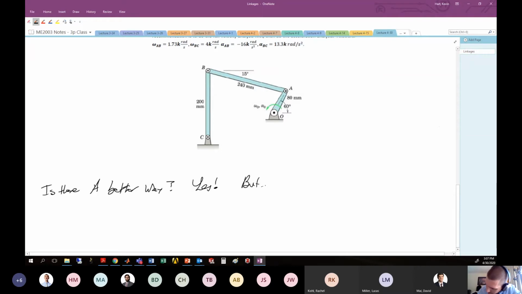But we need to use complex math. And complex has two meanings in this particular situation. Complex meaning it's complicated, and complex also meaning that it involves complex numbers.